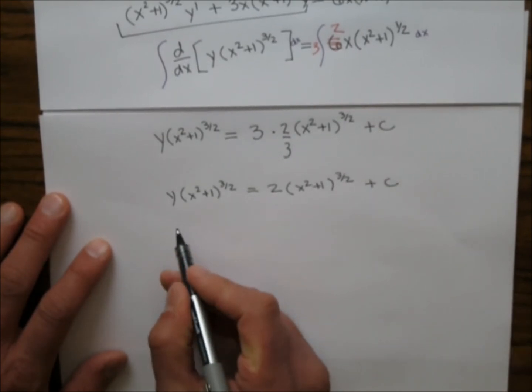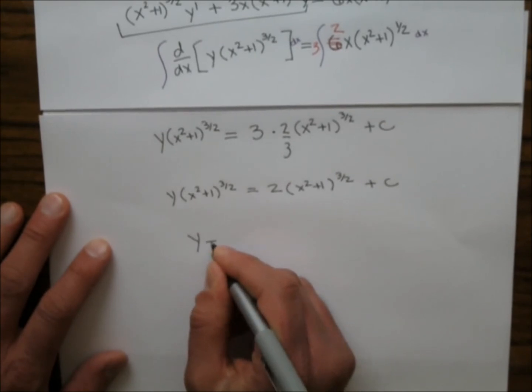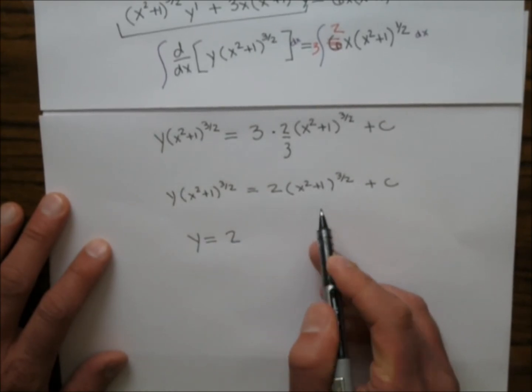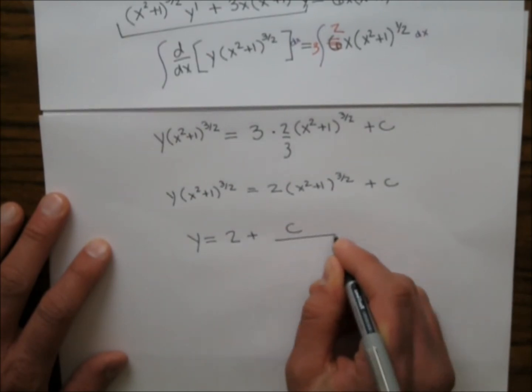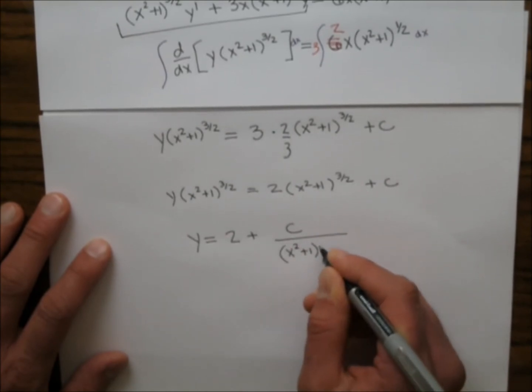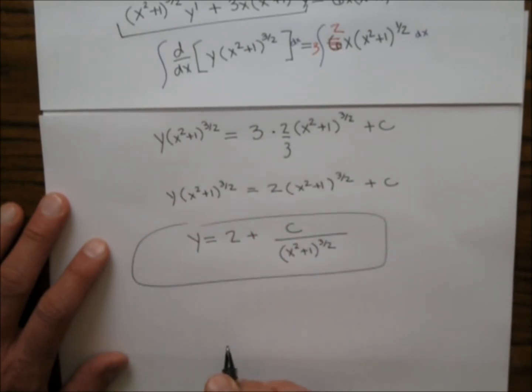I'm going to divide everything in this equation by (x squared plus 1) to the 3/2 power. So this is going to give me y equals 2, because those are going to cancel, plus c over (x squared plus 1) to the 3/2 power. And that solves the differential equation.